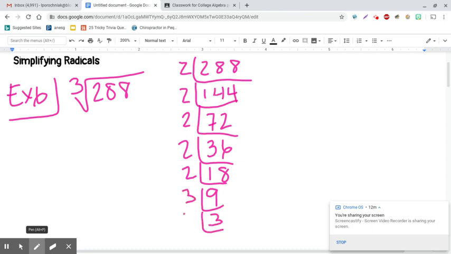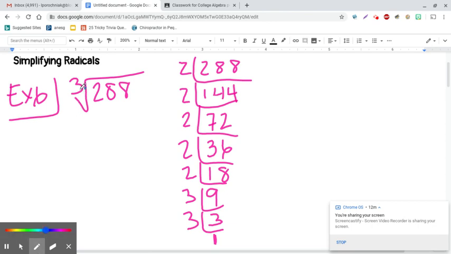9 divided by 3 gives us 3. 3 is prime. The only thing that goes into 3 is 3. We're left with a 1 on the bottom because 3 divided by 3 is 1. We are done. We finally finished. There is a 1 on the bottom. Guys, we got a lot of numbers. We got 2 times 2 times 2 times 2 times 2 times 3 times 3. Look at this craziness. It's okay. Don't freak. We got this.